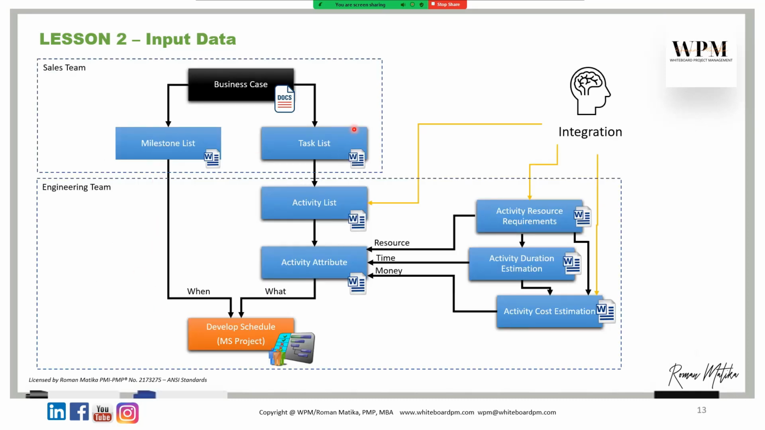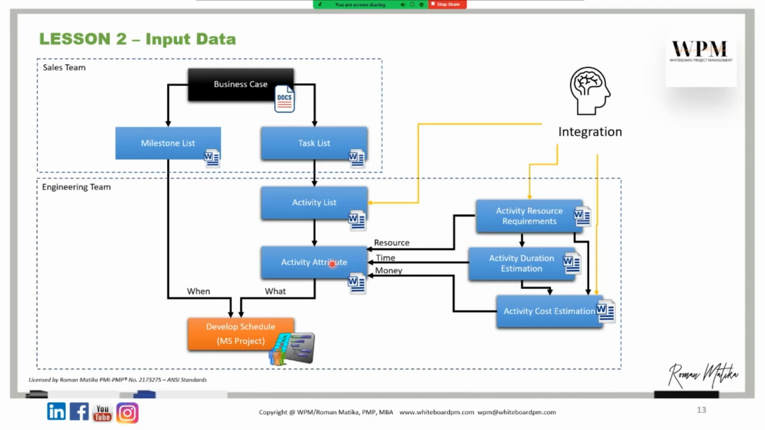This is the diagram where you have the business case, the task list, and the milestone list prepared in the early stages together between the engineering and sales teams. Then you go to the activity list, which is described in detail with the activity attributes. And then you have the milestone list with the activity attributes to prepare and develop the project schedule.